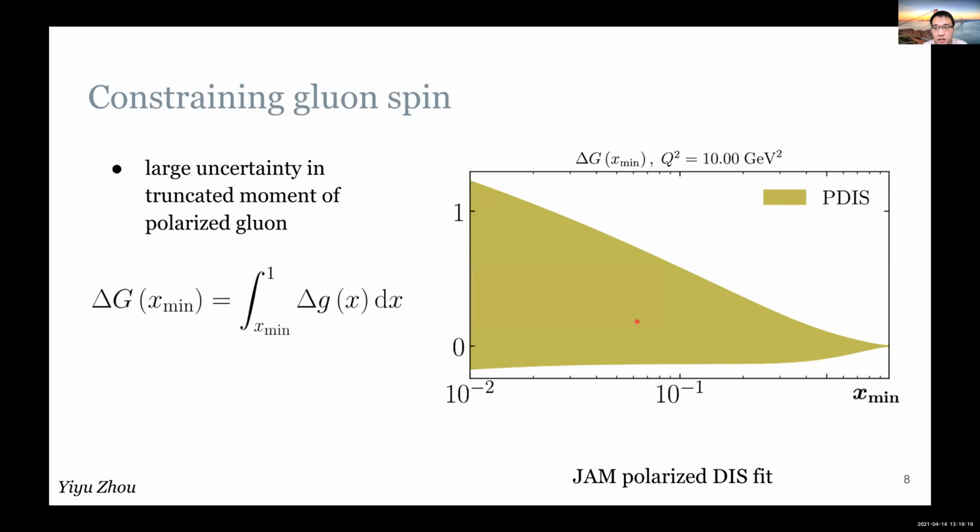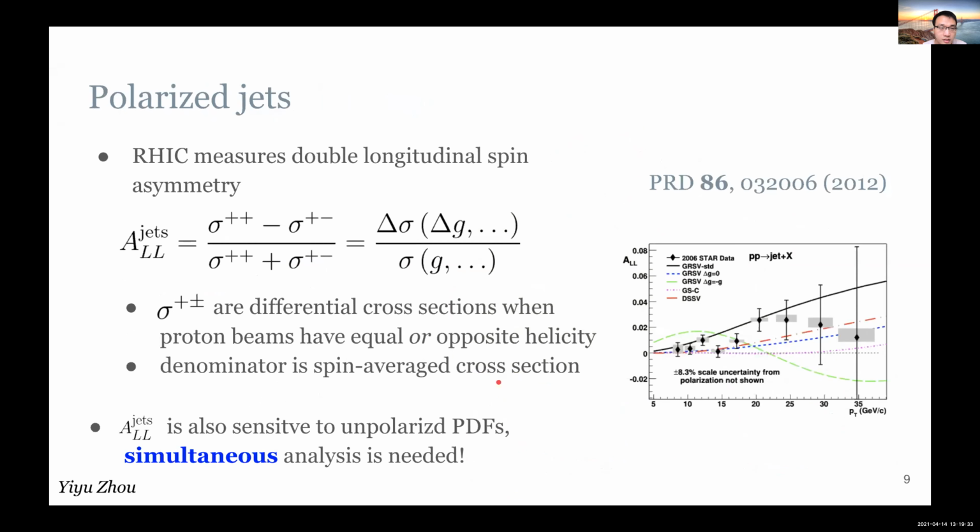And not to mention that with only polarized DIS, we are not able to constrain the gluon truncated moments very well. Therefore, this brings us to the polarized jets. The observable is called ALL, the double longitudinal spin asymmetry, which was introduced in previous talks, so I'm not going to spend much time on it. But one thing I want to point out is that the denominator of this asymmetry is nothing but the unpolarized, spin-averaged cross section of jets. So this indicates that maybe a simultaneous analysis is needed.